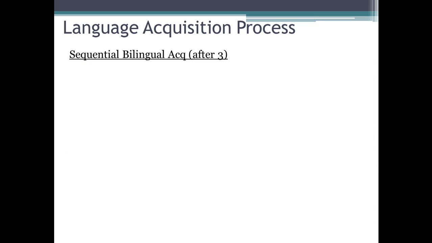Okay, so let's talk about then the language development process of a child or a student who learns an additional language after the age of 3. Again, we consider these sequential bilinguals as separate or different to simultaneous bilinguals because researchers believe that around the age of 3, children have developed a substantial foundation in that first language that they've learned, right?